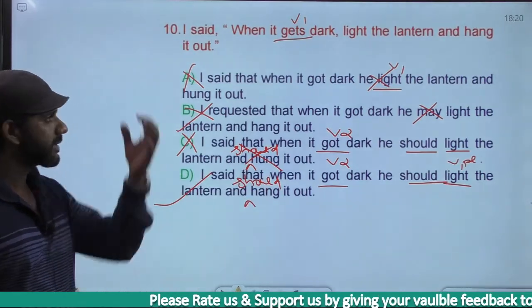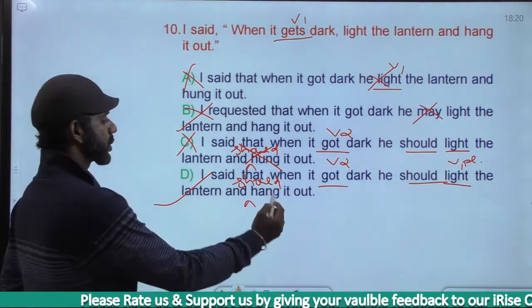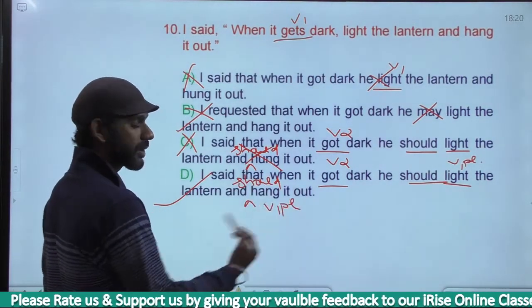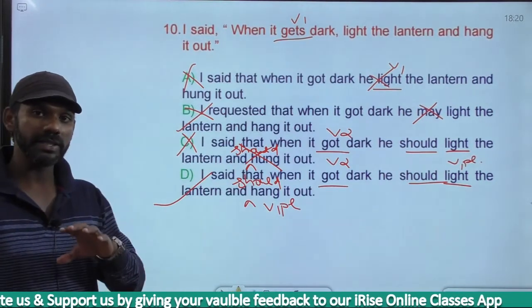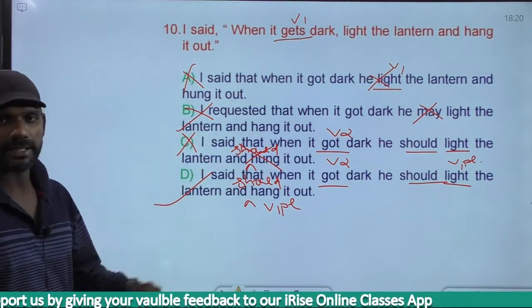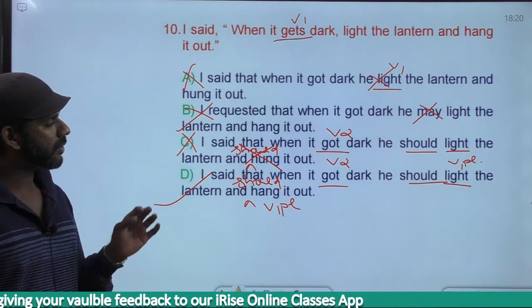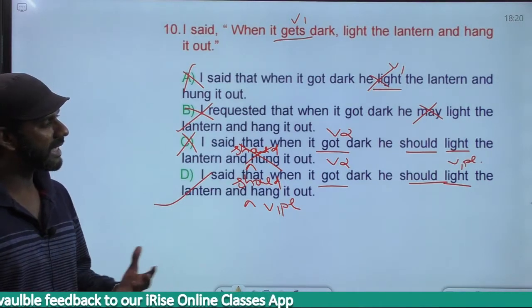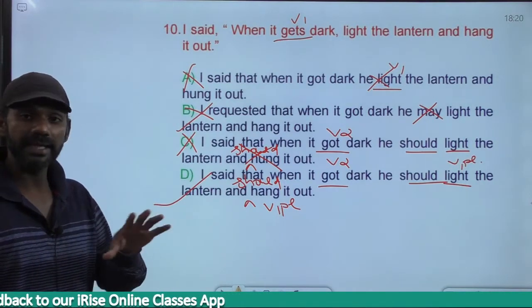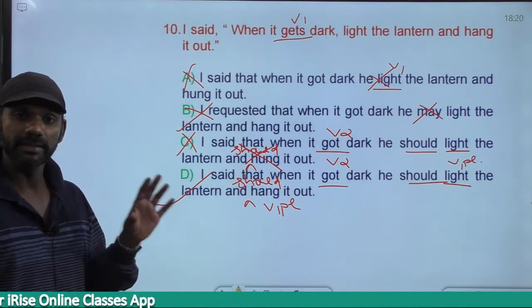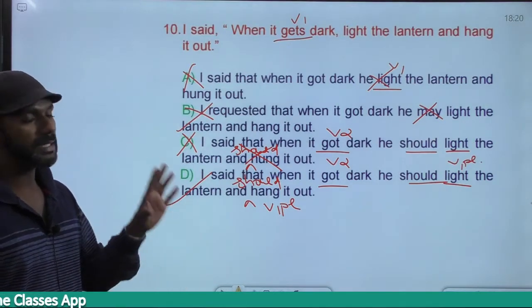Should hang it is V1. So should hang is V1 plural. Should plus V1 plural is always should plus V1 plural. Grammatically correct. I said that when it got dark, he should light the lantern and hang it out. That means should hang it out. This makes sense. The meaning remains the same. Completely fine.